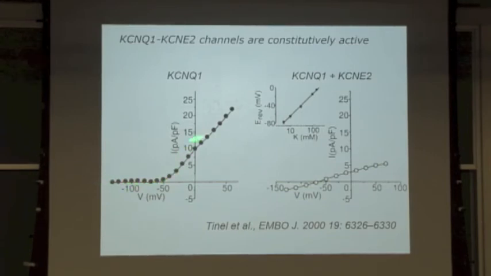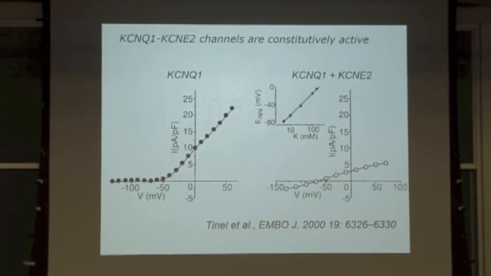So KCNQ1 is a delayed rectifier. As I mentioned before, at negative, hyperpolarized membrane potentials, there's no current, and then as more channels open, you see more and more current. KCNQ1-E2 makes the currents much smaller than KCNQ1 alone, but you see there's a linear IV curve. So it makes the channel constitutively active. So it still passes through the reversal potential for potassium, but now you can pass inward current, much like the KCNQ1-Kcne3 currents I told you about.